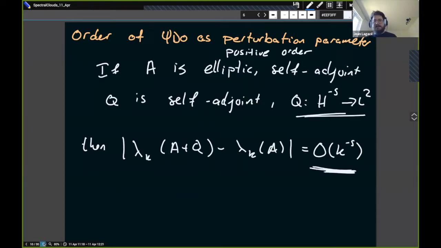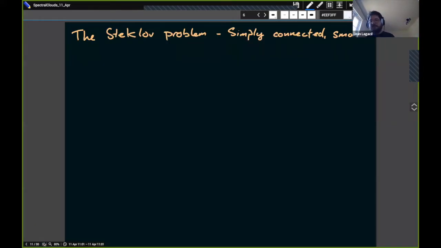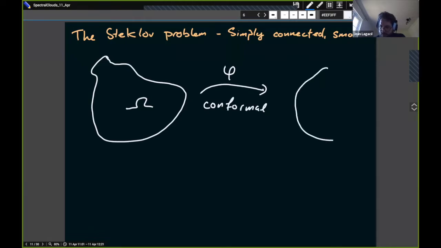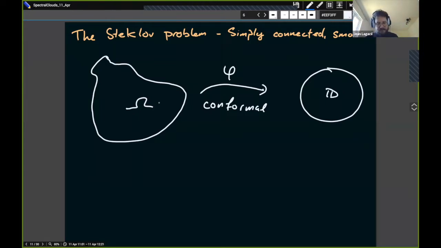So let's now see how this can be used in order to get a Weyl law for the Steklov problem on some surface with boundary. And we will start with the case of a simply connected surface. So we start with some domain omega here. And the Riemann mapping theorem tells us that I can send this via some phi here conformally to the disk here. And so here this omega has a smooth boundary.